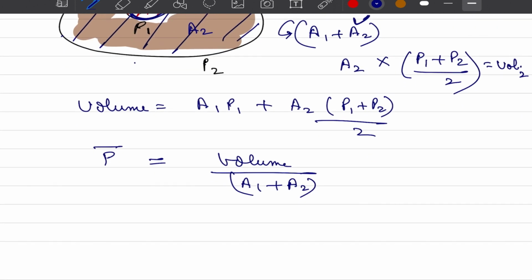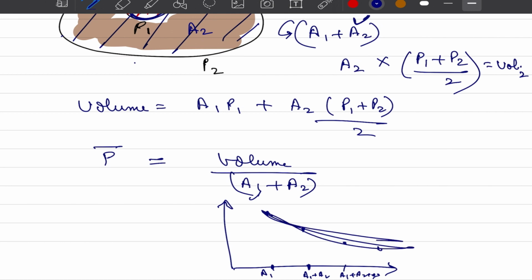So we can keep on repeating this exercise at different radii, and what we end up with is a plot at a given area. For example, here A1, then A1 plus A2, then A1 plus A2 plus A3. For each next circle, we keep on calculating this P bar, and whatever plot we get, we say that this is the variation of a particular storm depth on average with area, and this curve is known as the depth area curve.